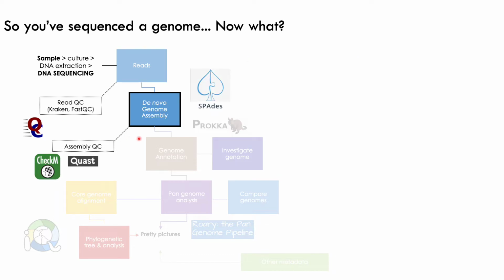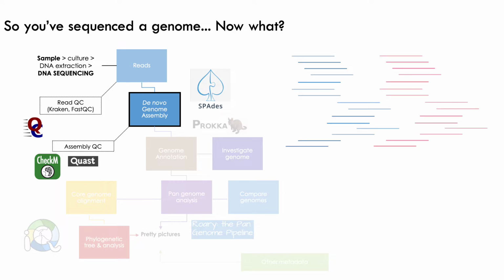So once you've got your reads and you have checked their quality, you can start the de novo genome assembly. And to do this, we use a tool called SPAdes. This is really the main part of the process. Everything else that we do after this really relies on this. And what de novo actually means is from scratch. So we're taking the reads and we're assembling them from scratch. And I'll show you the process of this.